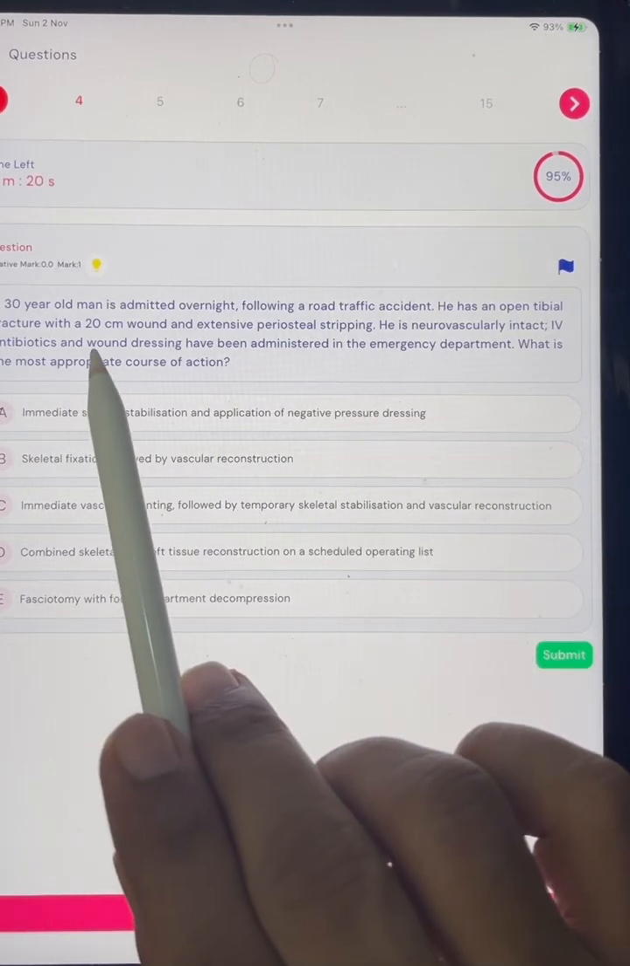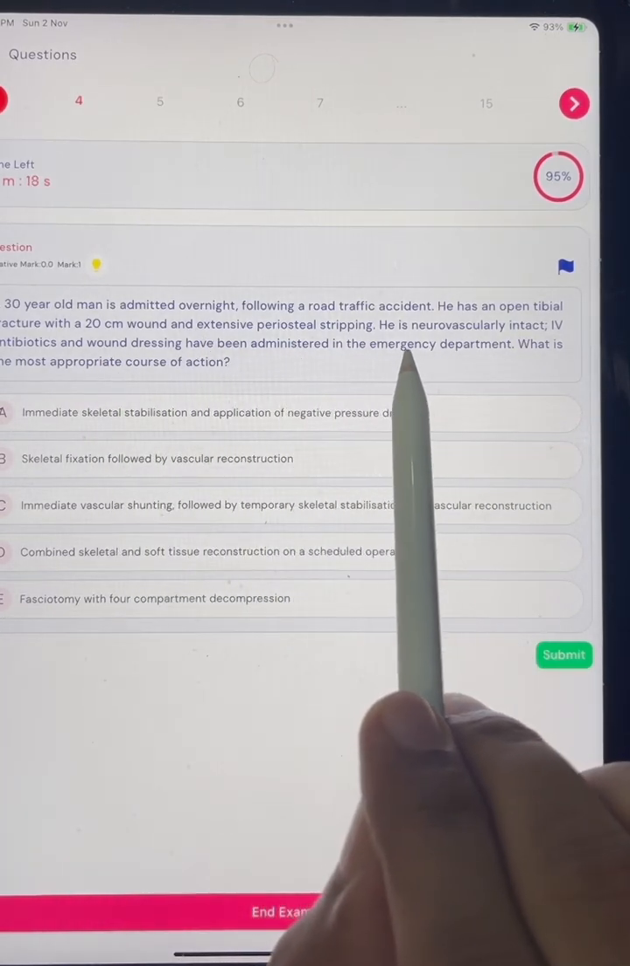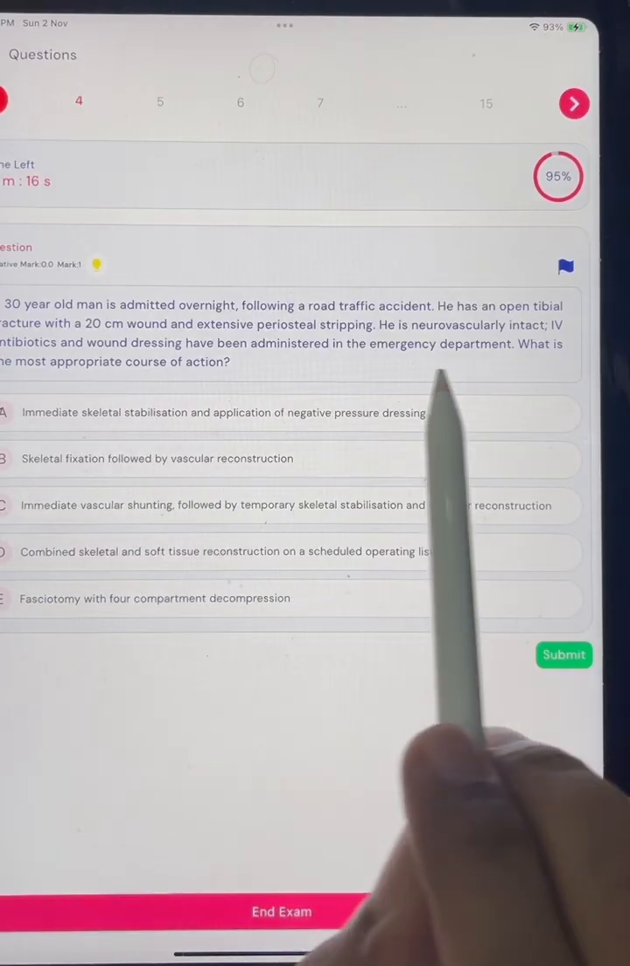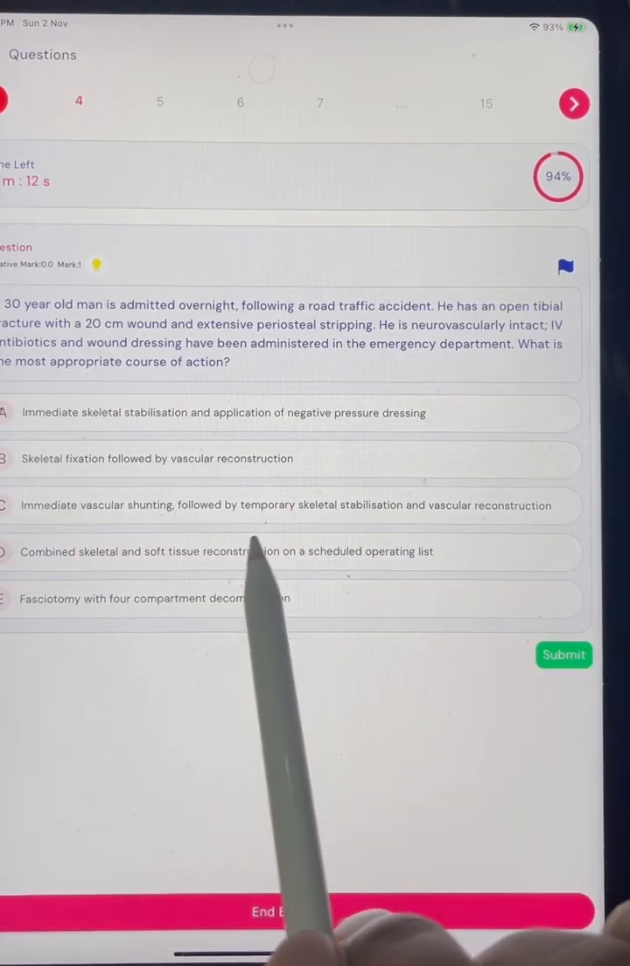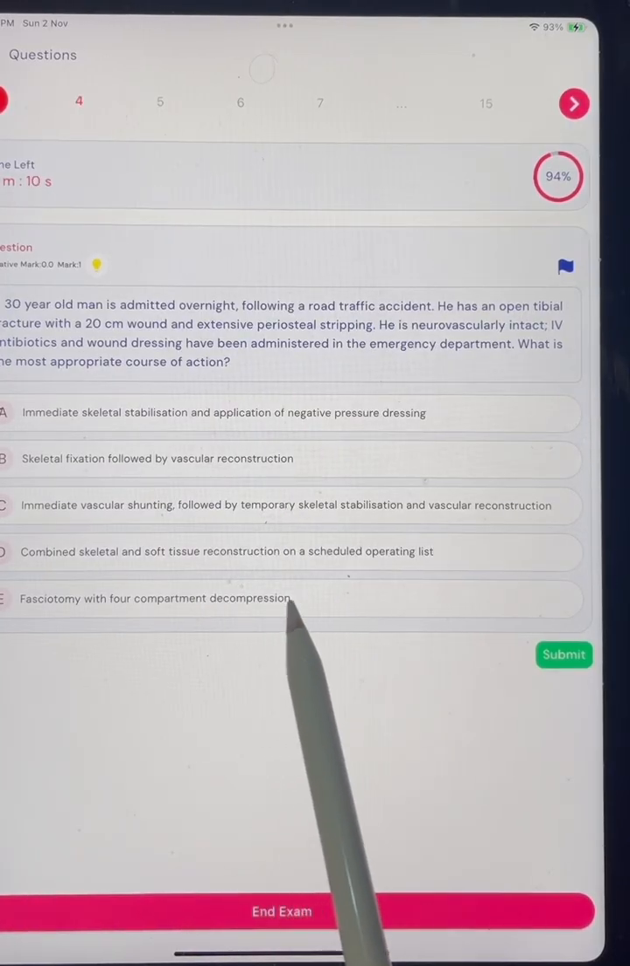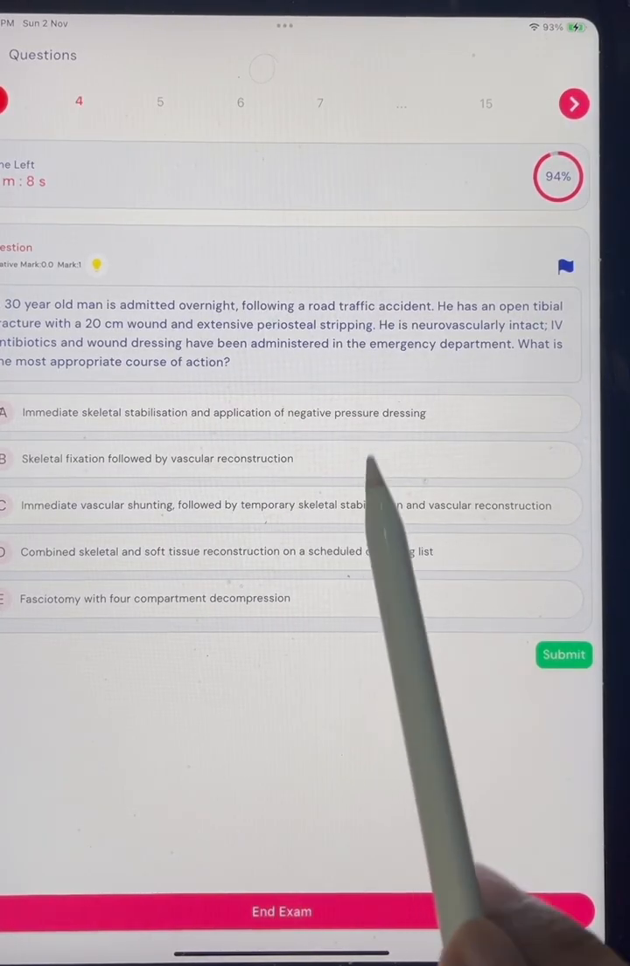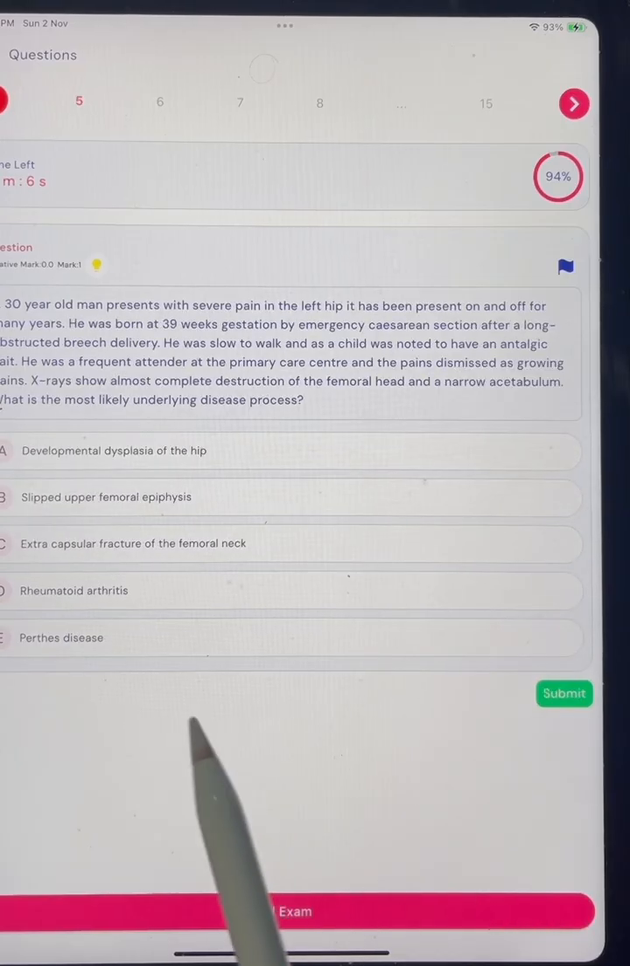A 30-year-old man is admitted overnight following a traffic accident. He has an open tibial fracture, 20 cm, with extensive periosteal stripping. He is neurovascularly intact. IV antibiotics are already given. Immediate skeletal stabilization, negative pressure dressing, immediate vascular shunting, no. Combined skeletal and soft tissue reconstruction, schedule on the operating list. This is the one: schedule on the operating list.